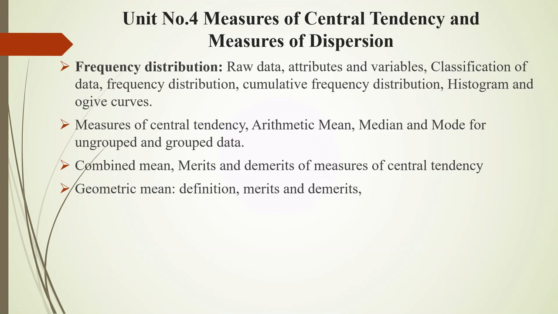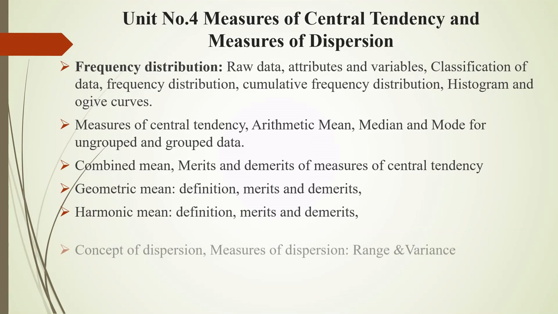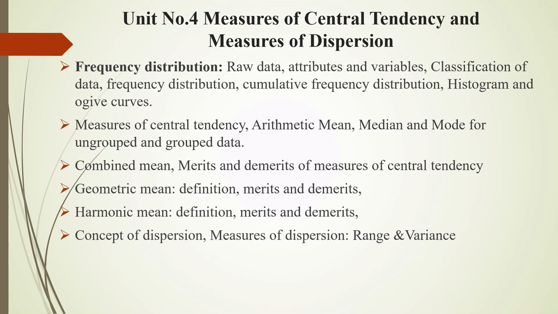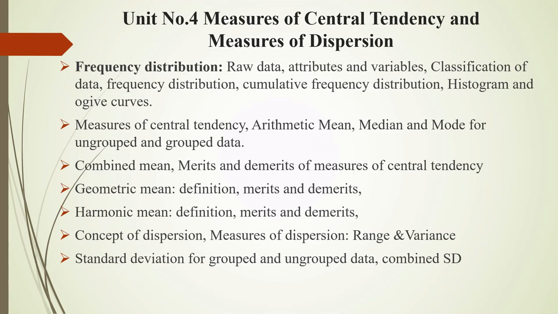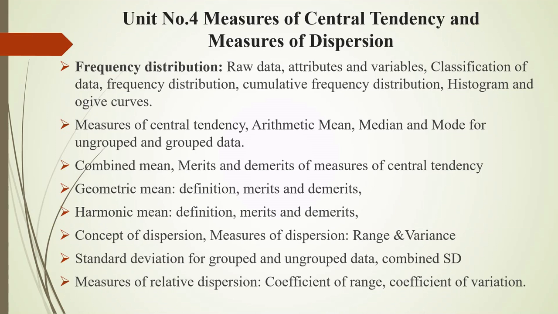We learn geometric mean, definition, merits and demerits. Harmonic mean, definition, merits and demerits. Concept of dispersion, measures of dispersion, range and variance. Standard deviation for grouped and ungrouped data, combined standard deviation. Measures of relative dispersion, coefficient of range, coefficient of variation. This 4th chapter we learn in semester first.